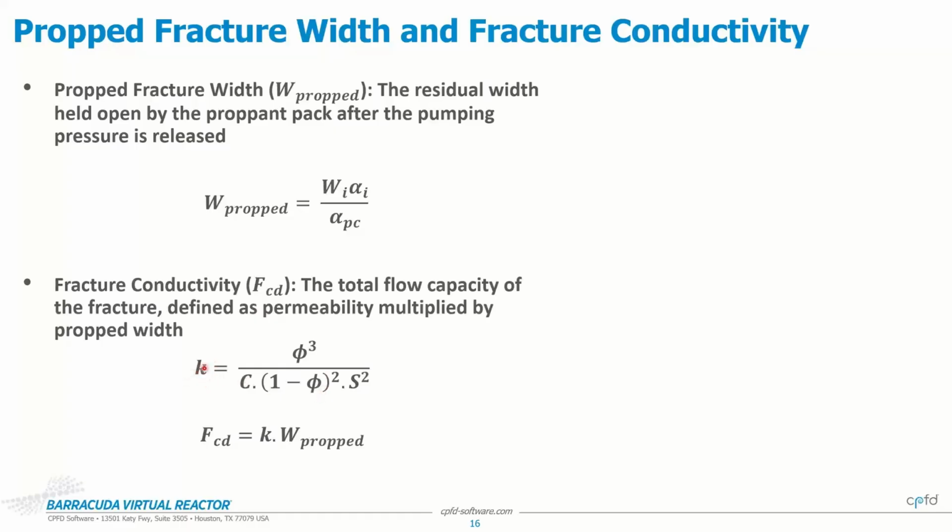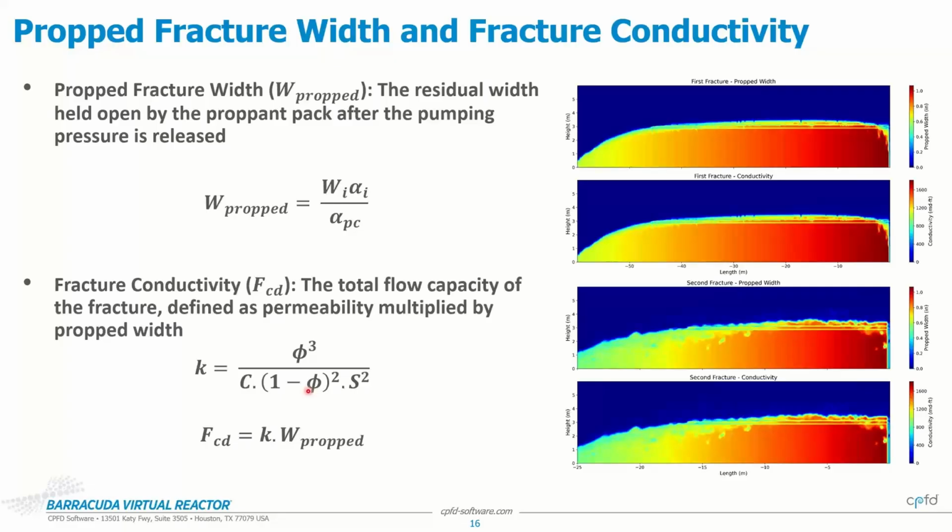And this K value is permeability. I'm using the Kozeny-Kármán permeability relation. Phi stands for porosity, S is the surface area of each proppant particle, C is a constant. So if I do some post-processing on some of the data that I get from Barracuda, I can start getting plots like this.